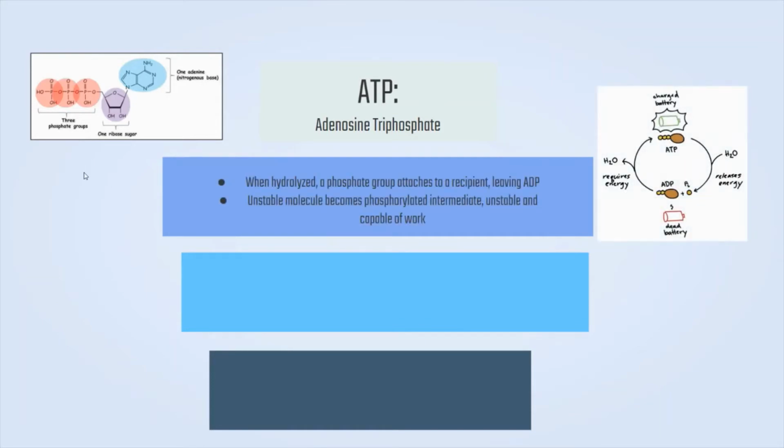So how does ATP work? When it is hydrolyzed, a phosphate group will attach to a recipient, and that will leave ADP as a result. So you can see here, when ATP is hydrolyzed with water, it is going to result in ADP, and it will leave a phosphate group. And this phosphate group is going to attach to the molecule that it wants to speed up the reaction for. And this will make the unstable molecule a phosphorylated intermediate, which is unstable and capable of work.